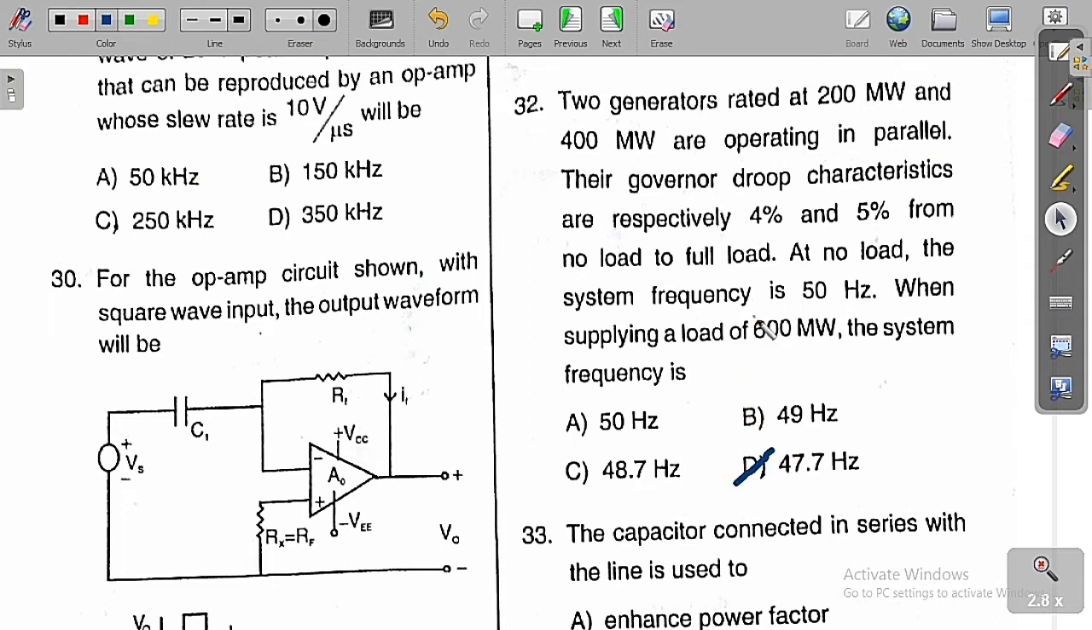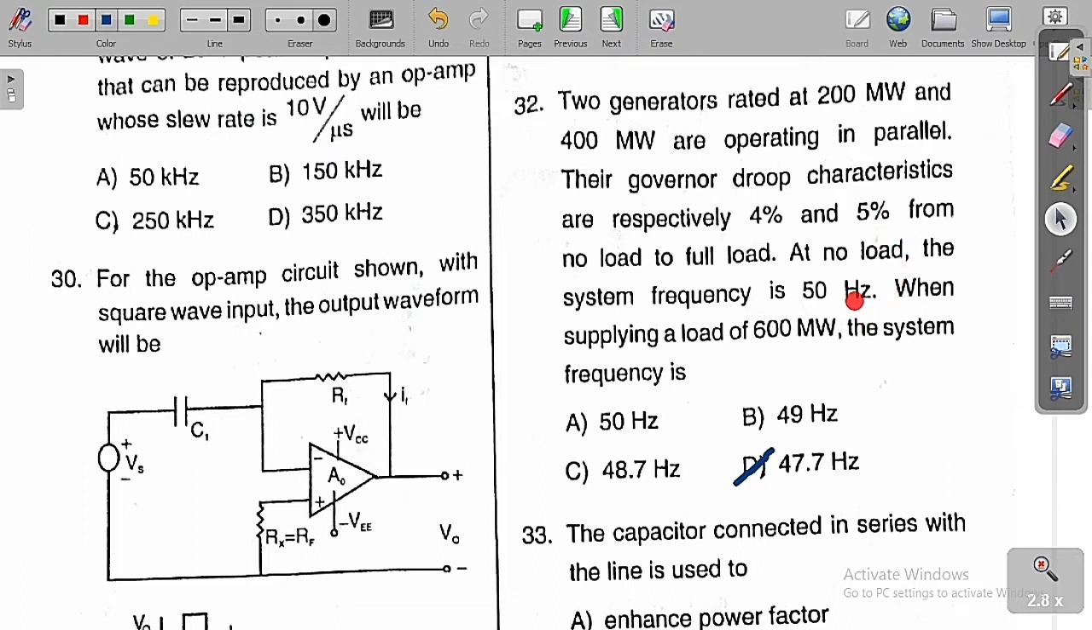Basically they have given two generators. Let me assume G1 has a rating of 200 megawatt and G2 has 400 megawatt. They are going to operate in parallel. G1 has a governor droop characteristic of 4% from no load to full load, and for G2 we have 5% from no load to full load.